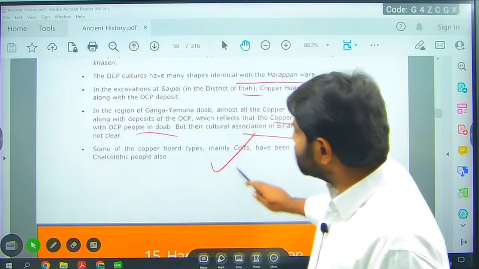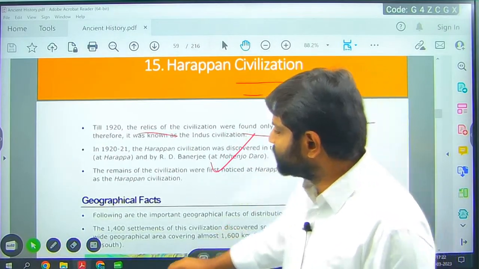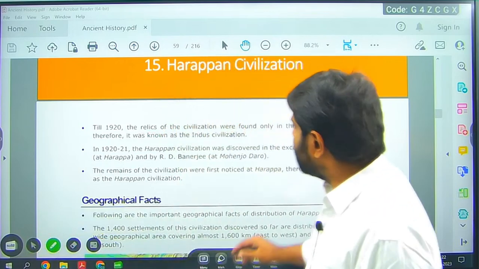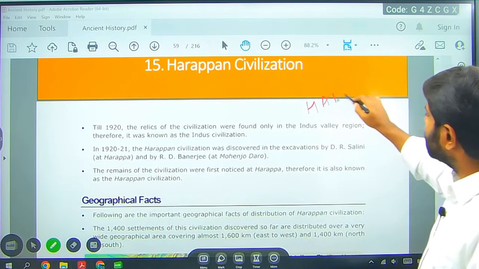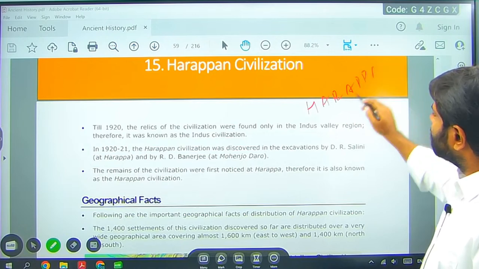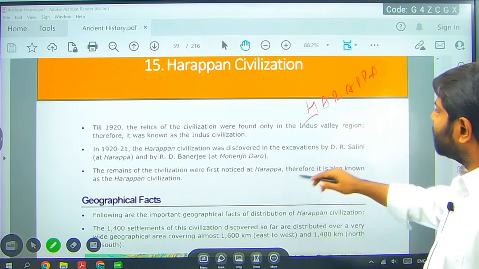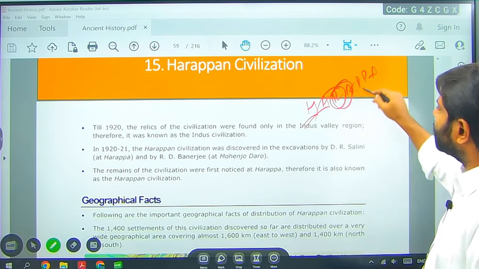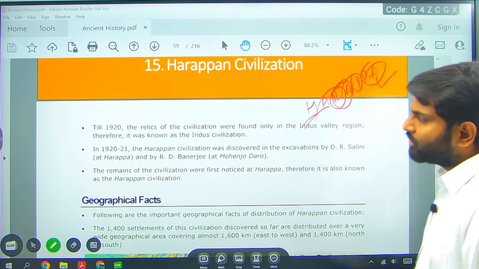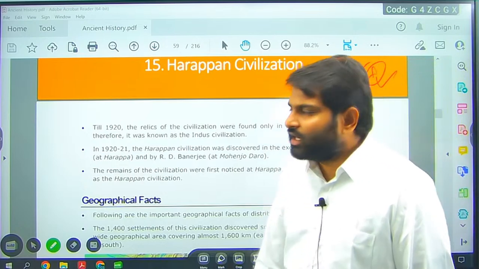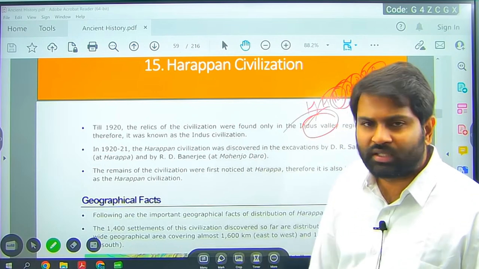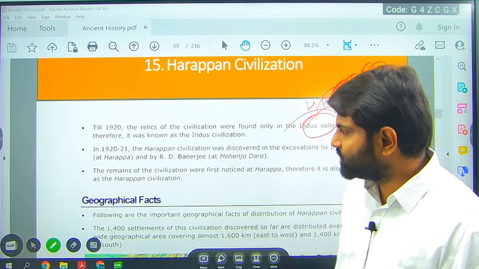So next comes Harappan Civilization. When we talk about Harappan Civilization, Harappa, as I said, H-A-R-A-P-P-A: H-A for Harappa, R for Ravi River, R-A for Ravi River, P for Punjab, P-A for Pakistan. The first time, in 1920, the relics of the civilization were found in the Indus Valley regions, and thus we call it the Indus Civilization.